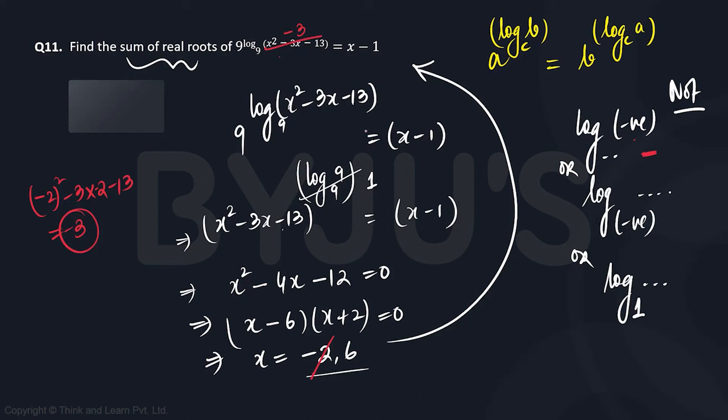Next, we need to put the value of 6. If we put the value of 6, we will have 6 square minus 3 into 6 minus 13, which is going to be 36 minus 18 minus 13, which is going to be 5. So this changes to 5. 5 is perfectly fine. We will have no issue on either side. So we can only have 6 as an acceptable value of x. Since we have only one value, the sum of real roots will remain 6.